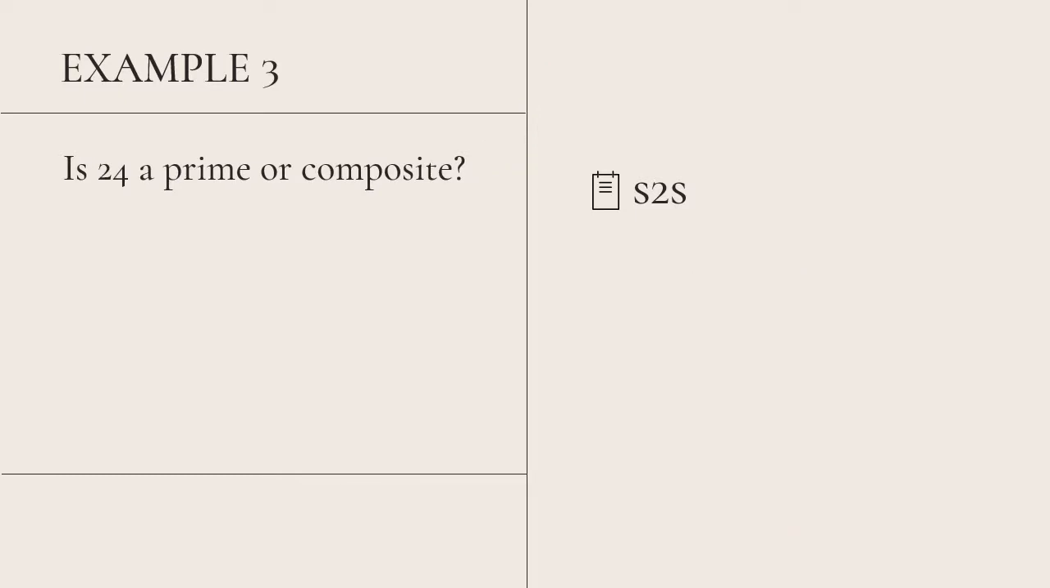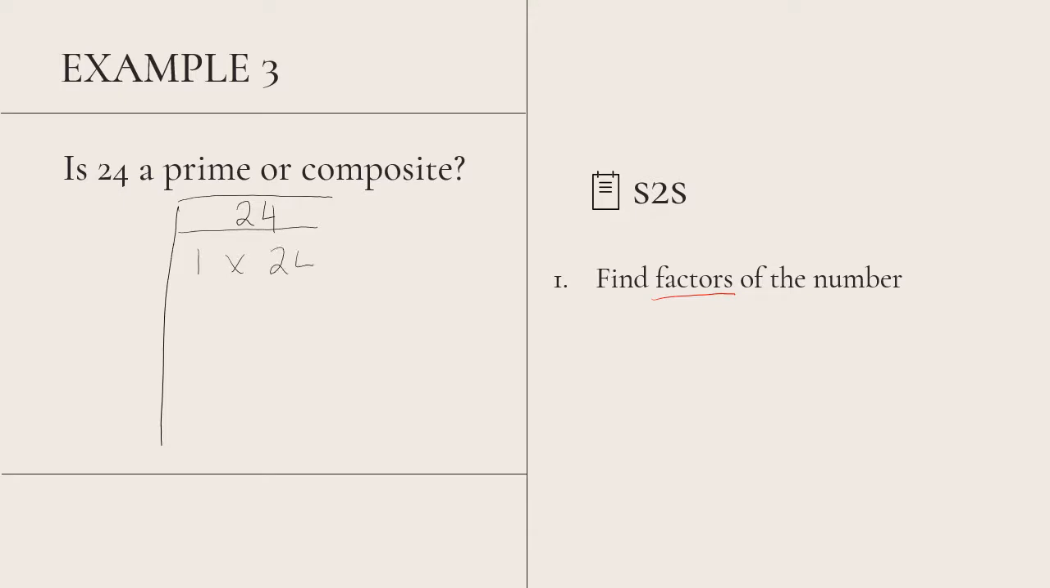Our last example for today is: is 24 a prime or composite? S2S, first thing first, step 1, find factors of the number. So we're going to write down a big F right there, 24, and then start with 1 times 24. That gives you 24. Now, continuing on with number 2, 2 times what gives 24? That's 12. The next one is 3. 3 times what gives 24? That's 8.